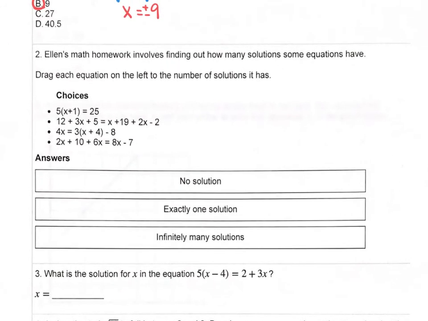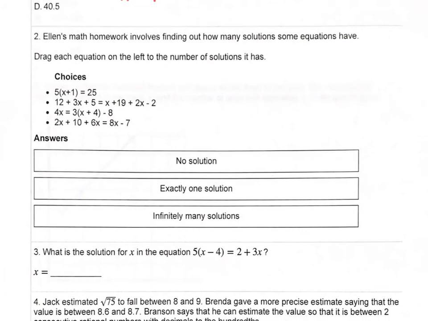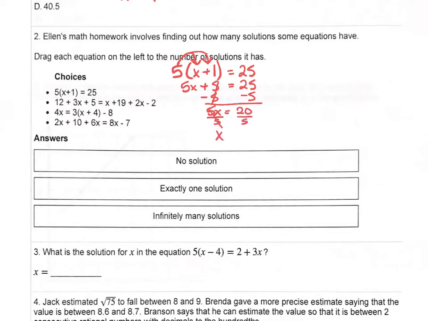Number 2, Ellen's math homework involves finding out how many solutions some equations have. So let's find out how many solutions each of these have. The first one, 5 times the group x plus 1 equal 25. If we start solving this, we get 5x plus 5 equal 25. I can tell now it'll have x equal a number, but I'm going to subtract 5 from both sides. I get 5x equal 20. Divide both sides by 5, and x is 4. So this has one solution. I'm just going to go ahead and note one solution.